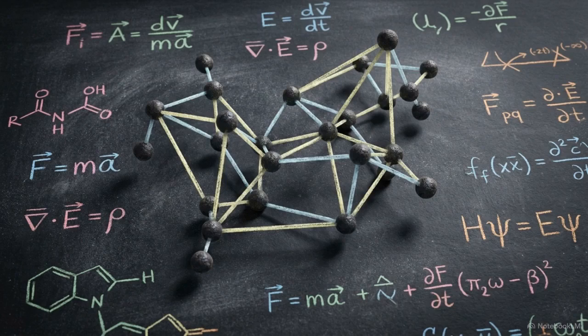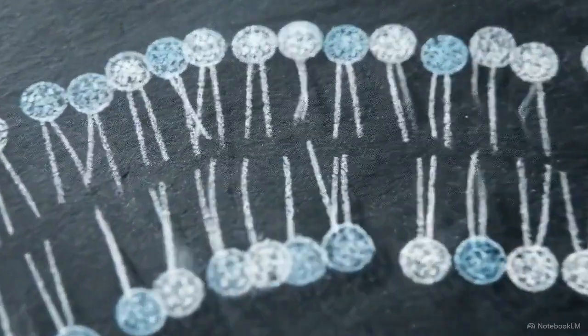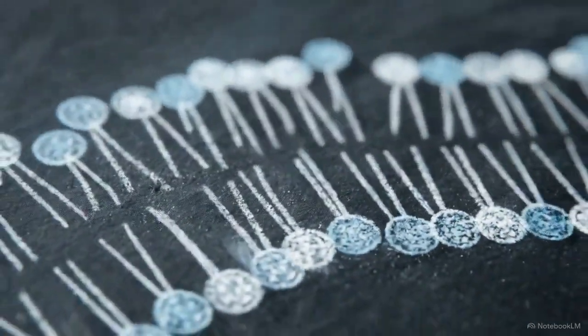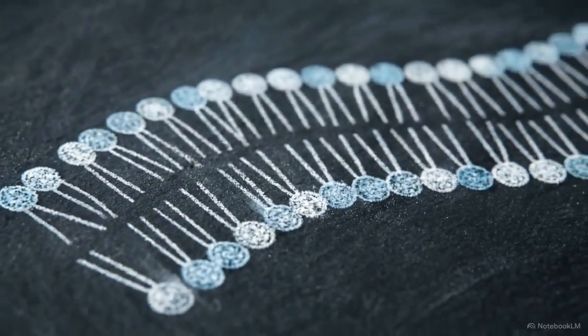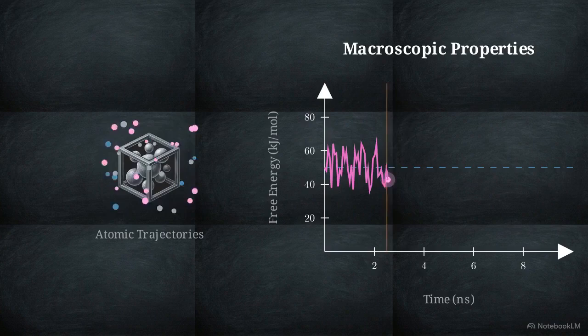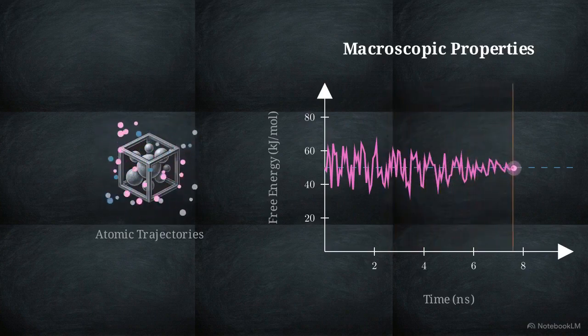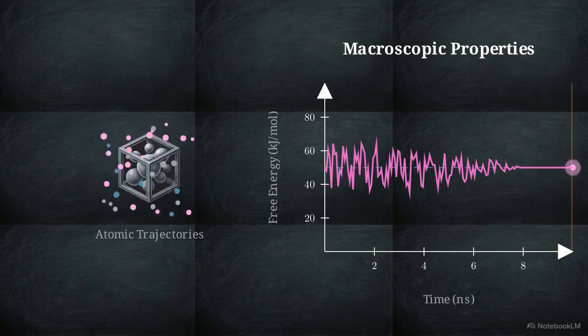Molecular dynamics operates on a strict mechanical premise. We can understand a complex system by calculating the forces on its atoms and propagating their coordinates forward in time using classical physics. The ultimate goal is to use these atomic trajectories to predict macroscopic thermodynamic properties, metrics like binding affinity, heat capacity, and free energy.